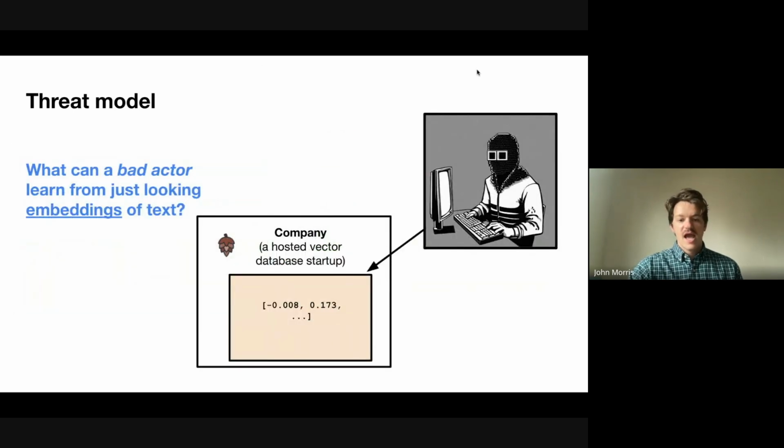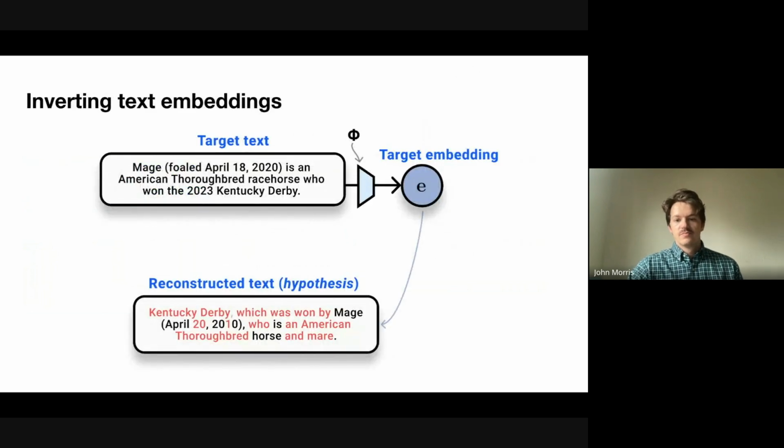Yeah, so perhaps a hacker gained access to the hosted vector database and has all these embeddings, and now is trying to figure out what data is contained in them. So this is what the problem looks like, what we want to solve.